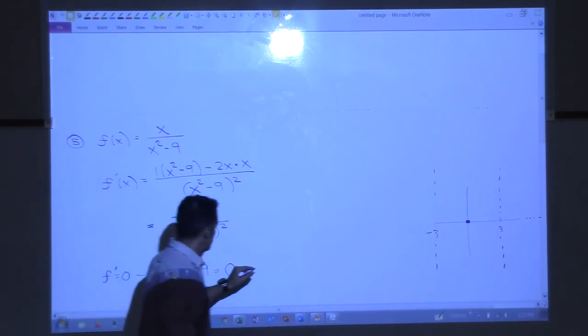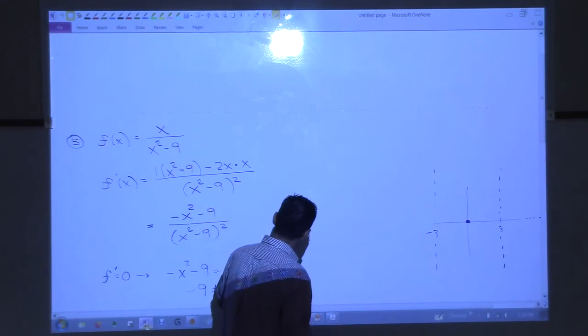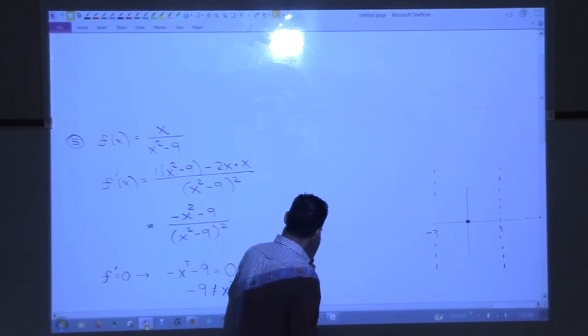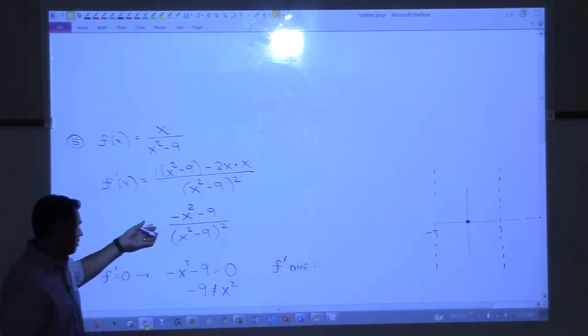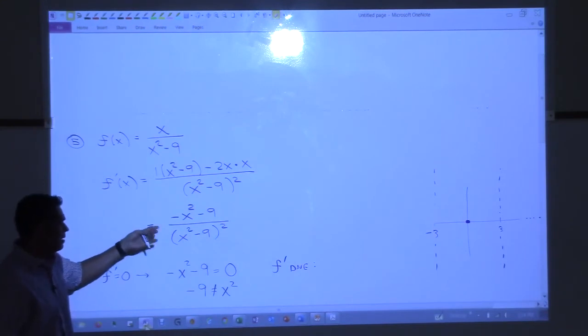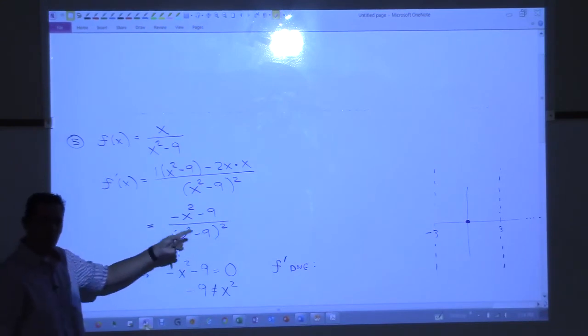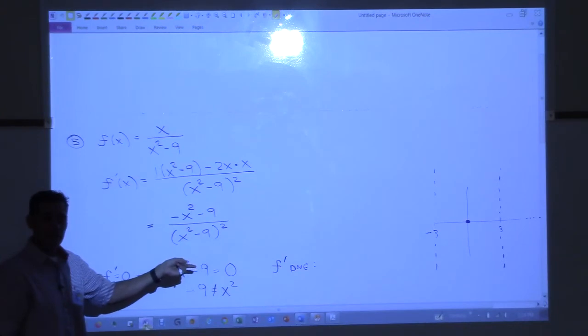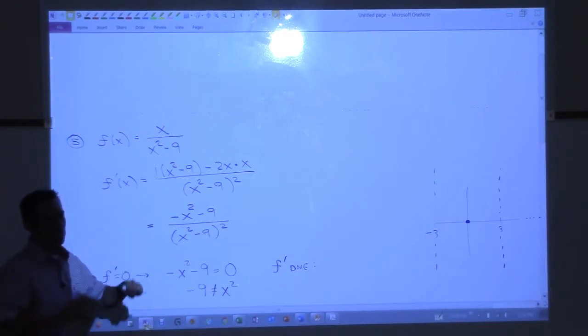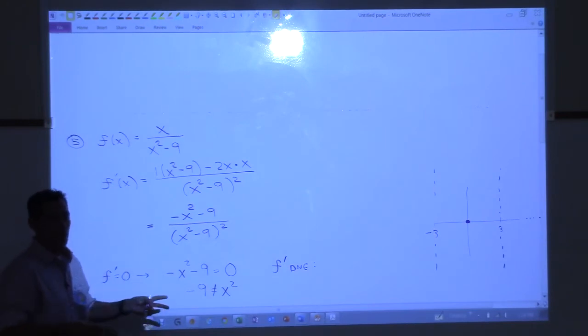Where it doesn't exist. Okay, where would that derivative not exist? So here's our derivative. Where would that be bad? 3 and negative 3, right? But those points were not in our domain, right? So are they still critical numbers? I told you kind of, sort of, no. I mean, technically, to be a critical number, you have to be a number in the domain. But we're still going to put them on a number line, okay? We're still going to put them there.